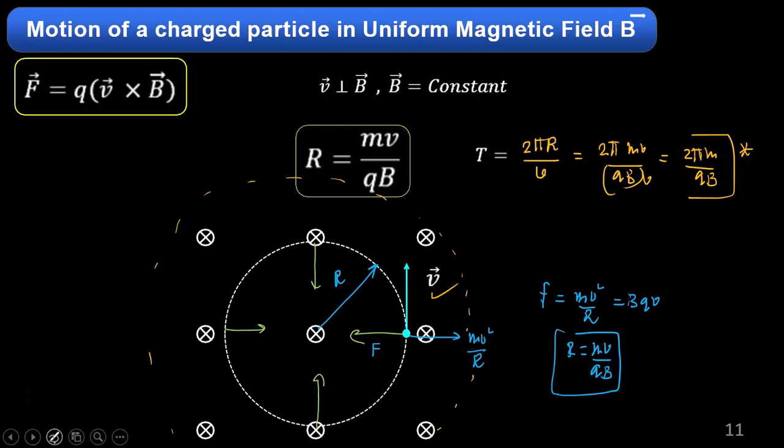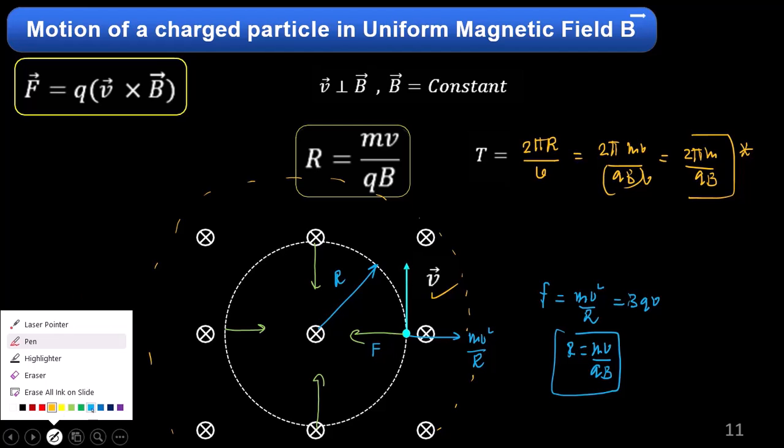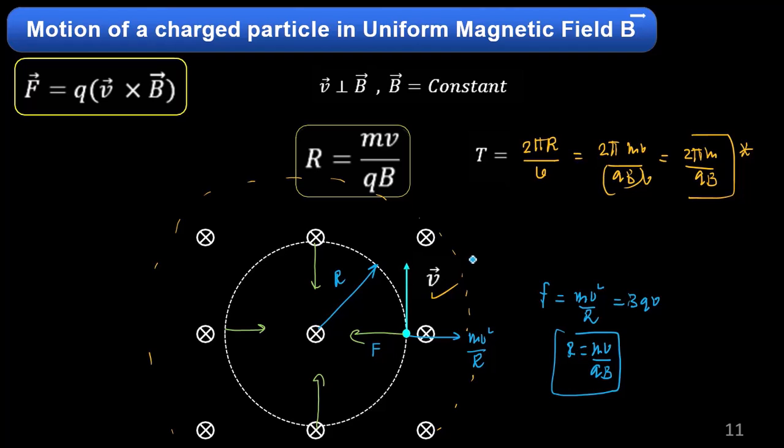Okay. Now, apart from time period and radius, another important parameter that you have to know is the frequency. Frequency is nothing but 1 upon time period. That should be equal to qB by 2 pi m. And another parameter is omega. Whenever a particle is performing circular motion, you want to calculate the angular velocity, that is omega. That is equal to how much? 2 pi by time period, or can I write 2 pi into f? Okay, that is equal to qB by m.